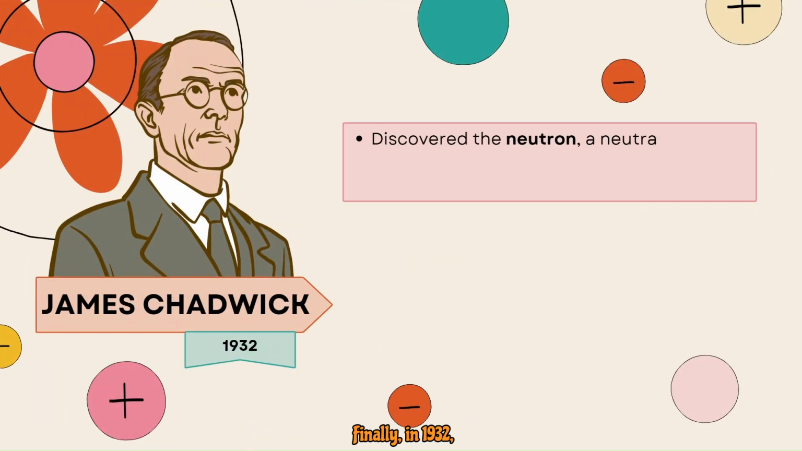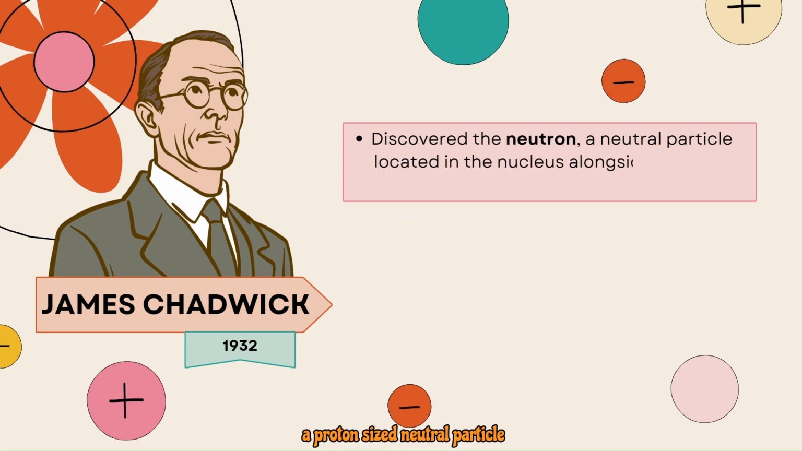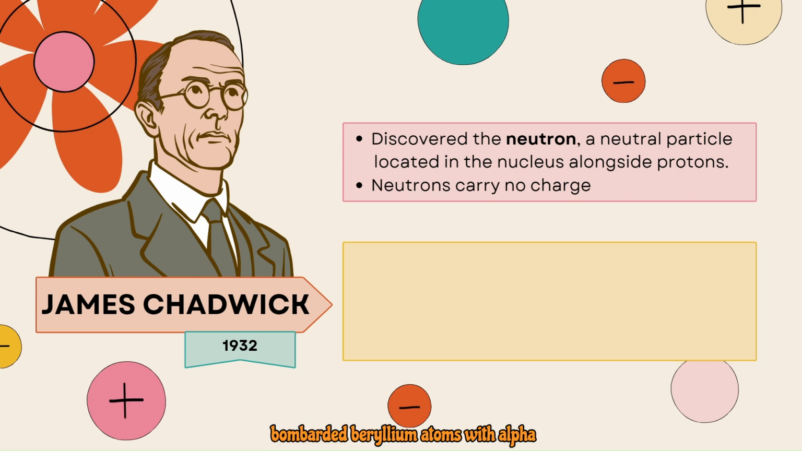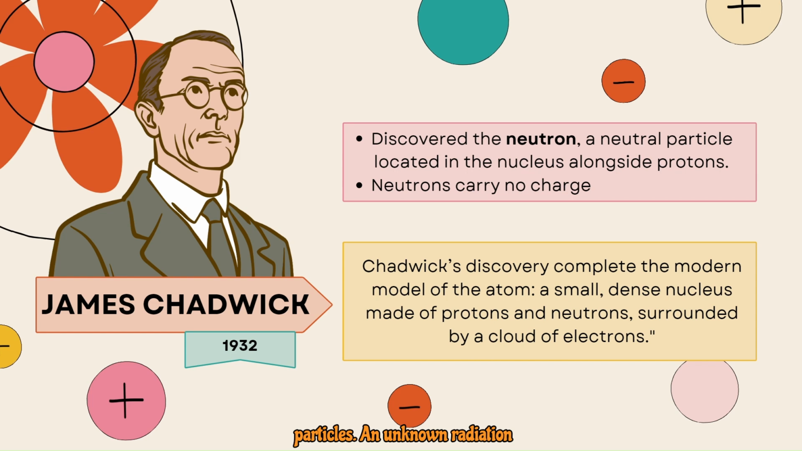Finally, in 1932, James Chadwick discovered the neutron, a proton-sized neutral particle located in the nucleus alongside protons. James Chadwick bombarded beryllium atoms with alpha particles. An unknown radiation was produced. Chadwick interpreted this radiation as being composed of particles with a neutral electrical charge and the approximate mass of a proton. This particle became known as the neutron.